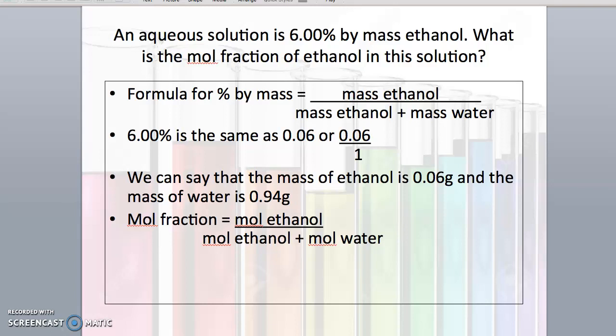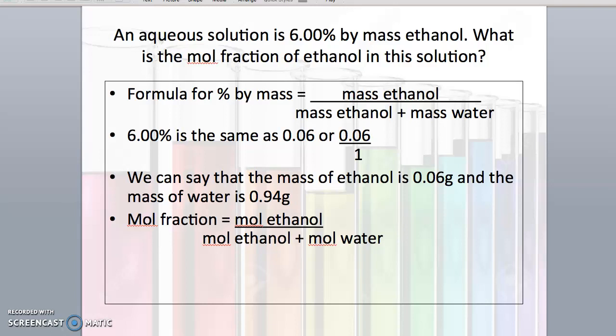So this is really tricky, but let's start with that percent. So the formula for percent by mass, or the mass percent, is the mass of the solute, ethanol in this case, over the mass of the solution, which is ethanol and water, times 100. And I didn't write my times 100 in there. I should have in that upper right. So you can write that in when you're taking notes. How about that? So another thing I'm going to do here is take that 6.00% and divide by 100. I just want to get rid of the 100. So I can say 6.00% is the same as 0.06.